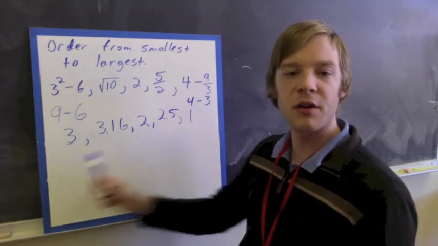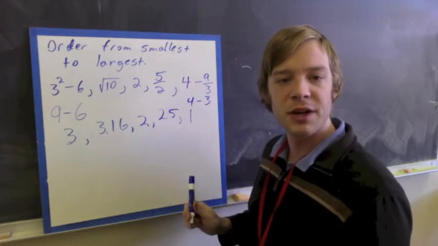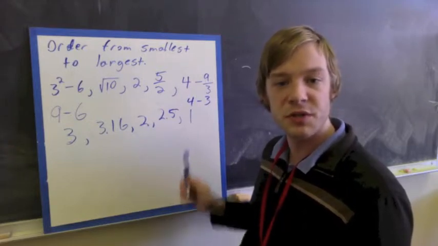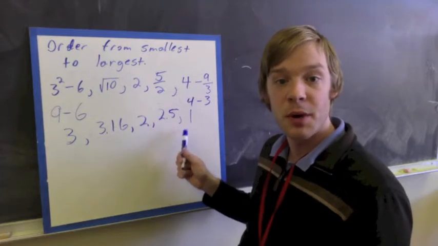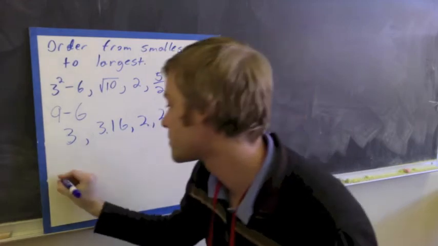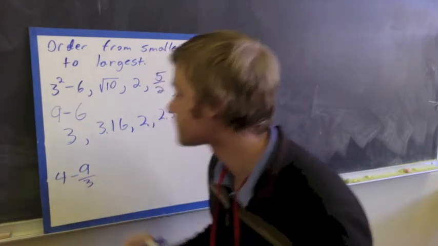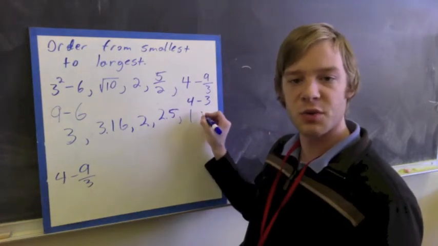So now we've got our list of numbers right here in decimal form that we want to order. So for starters, we see the smallest number is going to be 1. So I'm not going to write 1 down here. I'm going to write 4 minus 9 over 3. So I'm going to cross off this one.